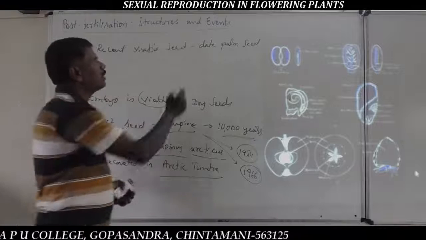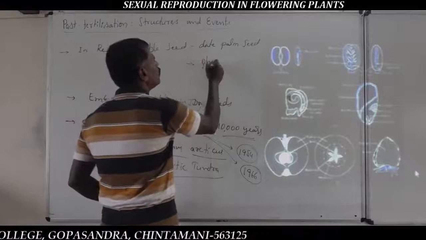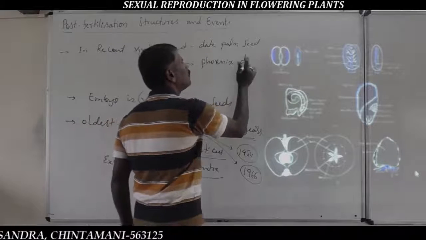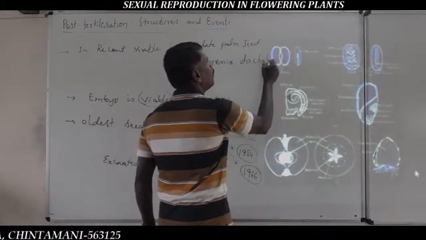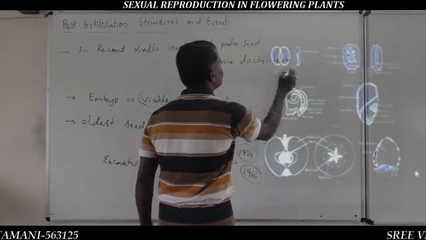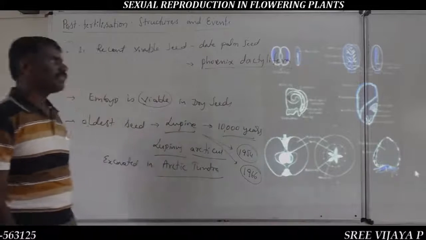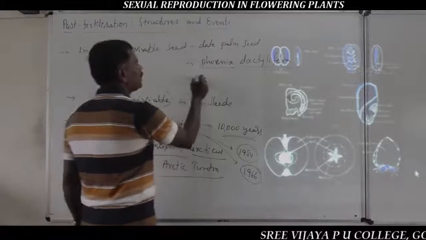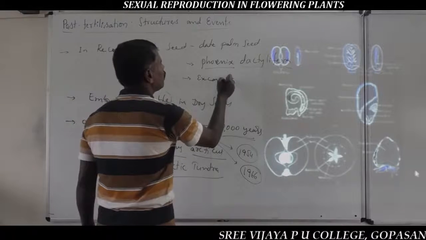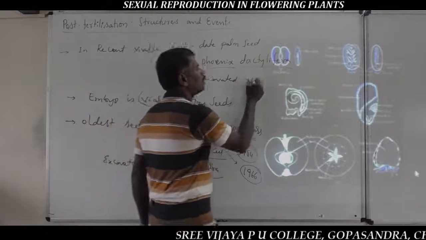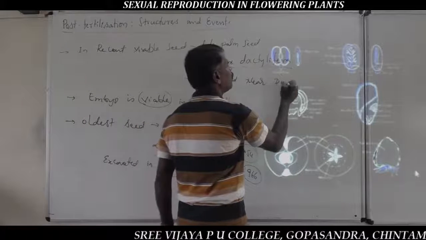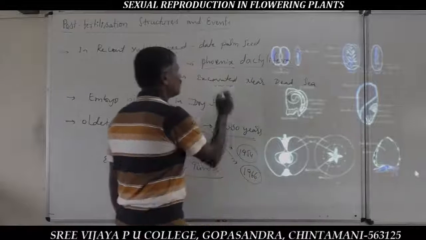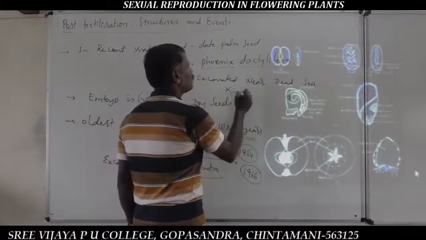Date palm seed. It is Phoenix dactylifera. Phoenix dactylifera seed. That is, it is excavated near the Dead Sea. That is King's Herald Palace.